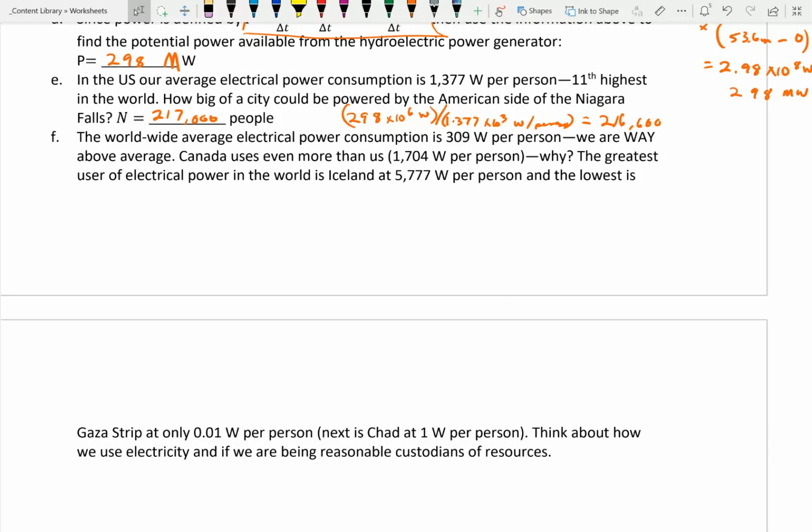Chad is only 1 watt per person. What does that tell you about Chad? Chad is a fairly undeveloped region. They don't have much electrical infrastructure. It's not available to people. So, of course, they don't use much. So, overall, we need to be responsible, I believe. God has put us here to care for the earth, and that means to be responsible about the assets that we have, our energy resources.